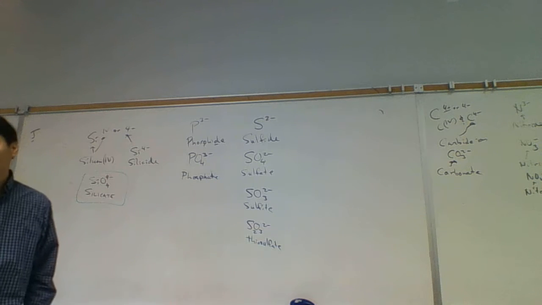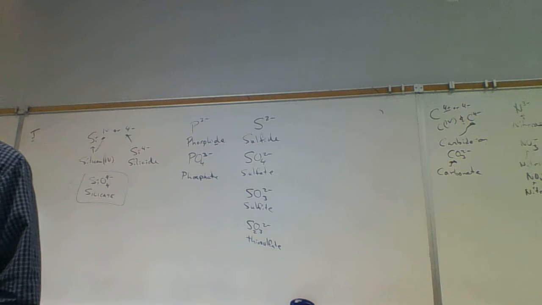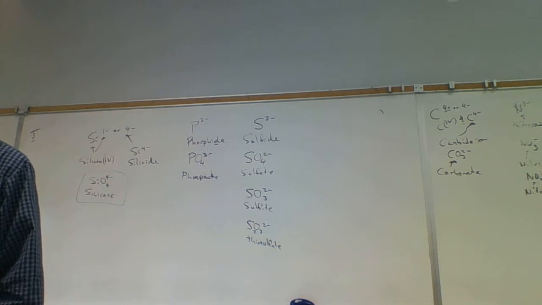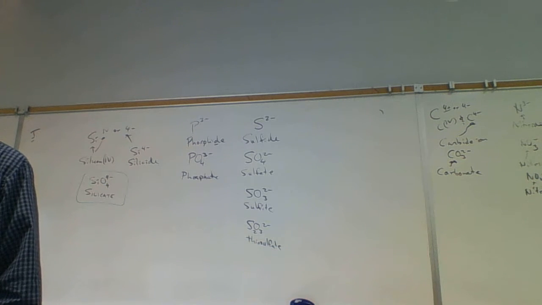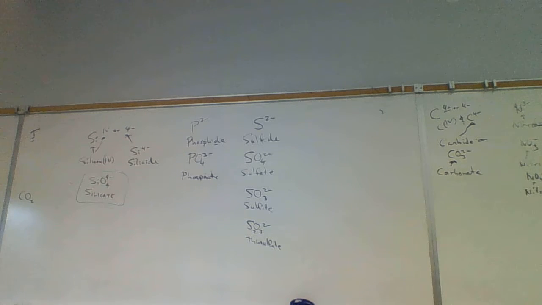Now I asked you, what would you guess the aluminate ion is? Just take a guess. Well, we know the aluminum ion. Aluminum ion is just Al3 plus. Aluminate?